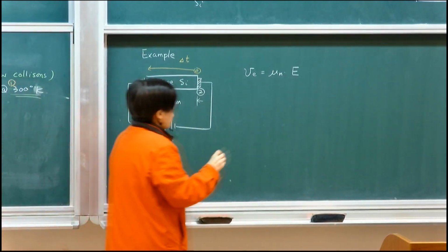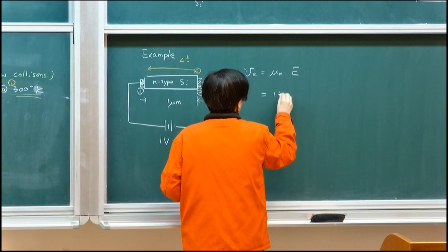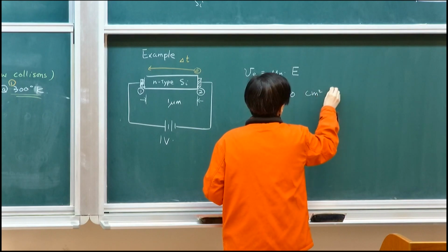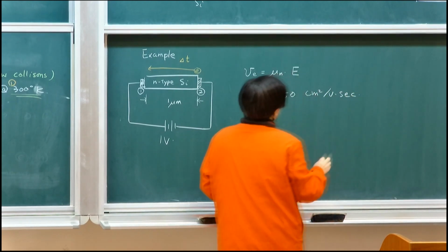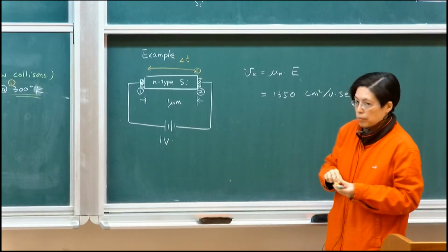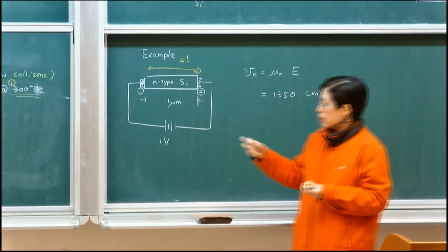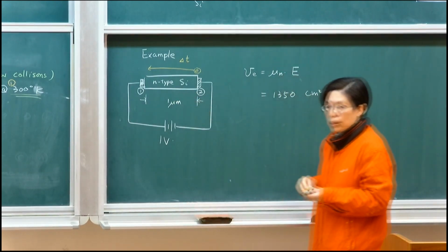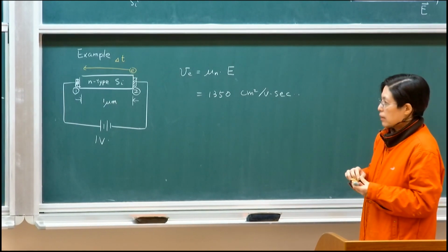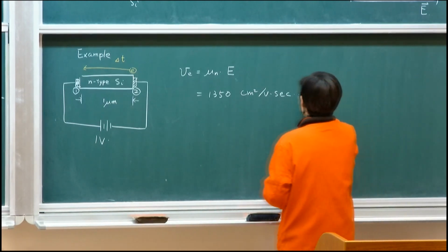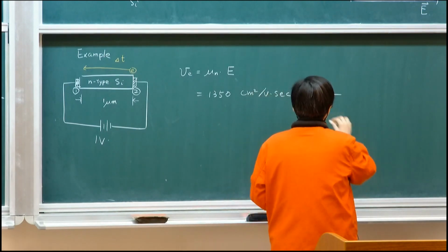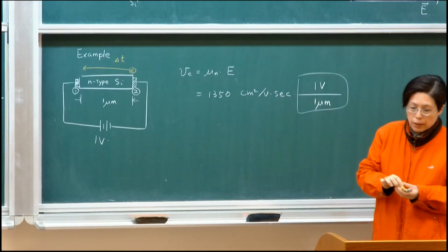So we know the mobility, we're just going to use the number. The unit is cm squared per second. And then what is the electric field across this piece of semiconductor? What is its field? V over L, correct. So it's V is 1 volt divided by 1 micron. This is the electric field.